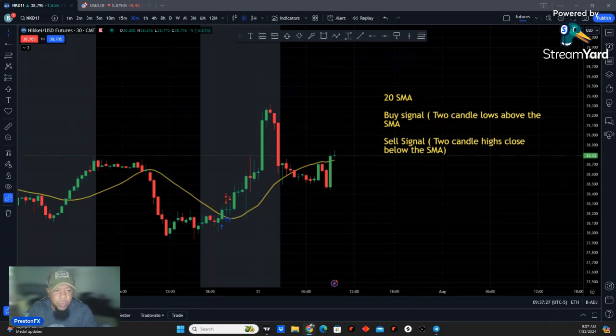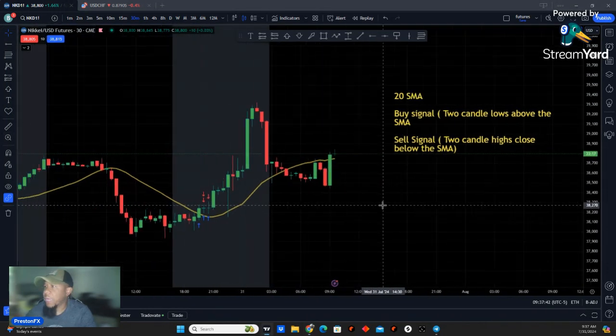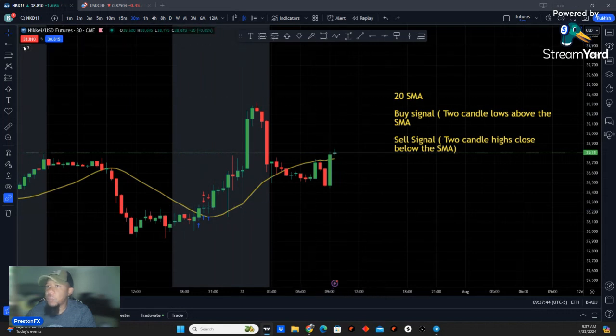Again, my strategy is my 20 SMA strategy, two candle lows or two candle highs once it breaks, and I still work off support and resistance as well. And you have to know exactly the higher time frame bias and go from that. But first and foremost, I have two indicators on here, which is the SMA.